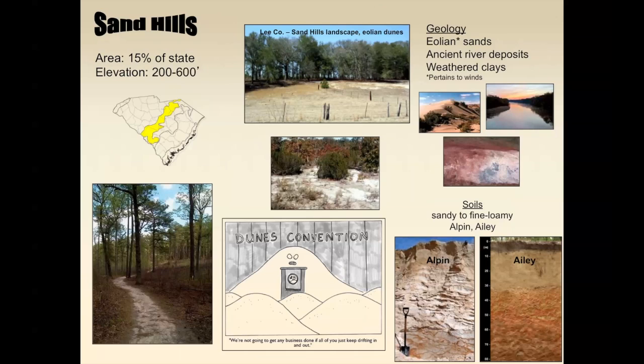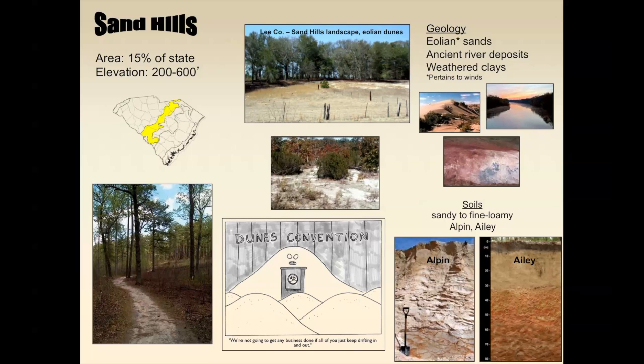So we go down to the sandhills. You can see the sandhills there just below the fall line. Most of the sand is aeolian, meaning that it's wind blown. So in a sense, wind blown dunes. Some of them are river deposits. Some of them you will see weathered clays as well.